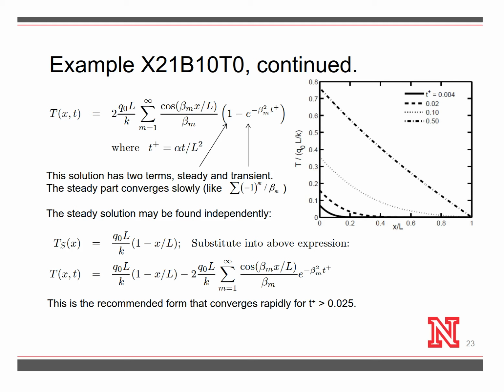You can find the steady solution independently by integrating the steady equation twice. It's a straight line. If I substitute this into the above expression, I get this expression. This is the recommended form, the solution for crunching numbers, because it converges well. So this is a very simple example, but this kind of substitution, this kind of information on what's the form of the equation that behaves well, is the key information that we put in the exact database.